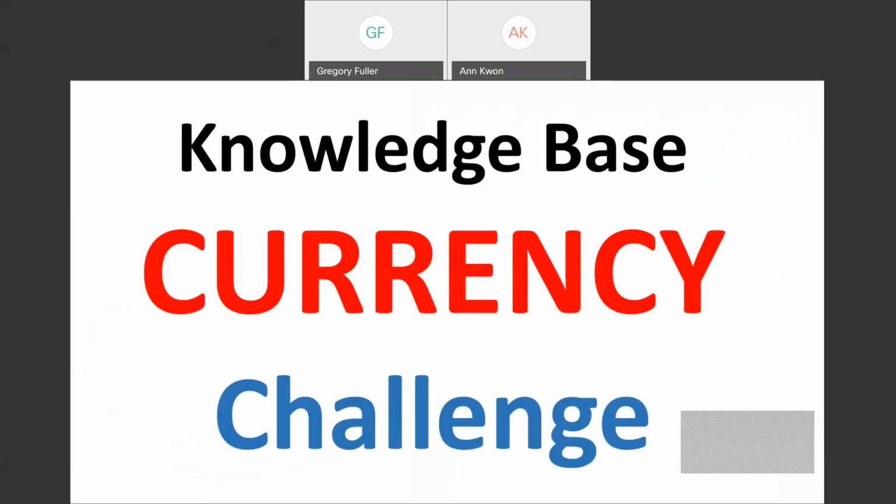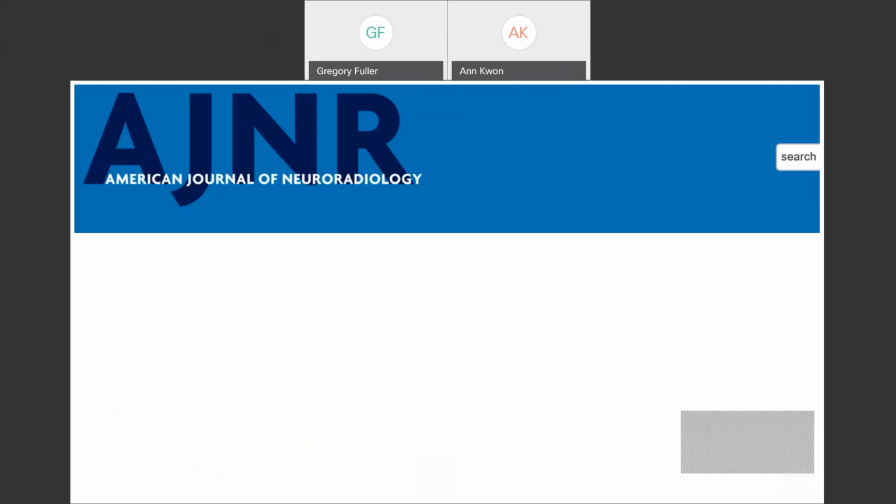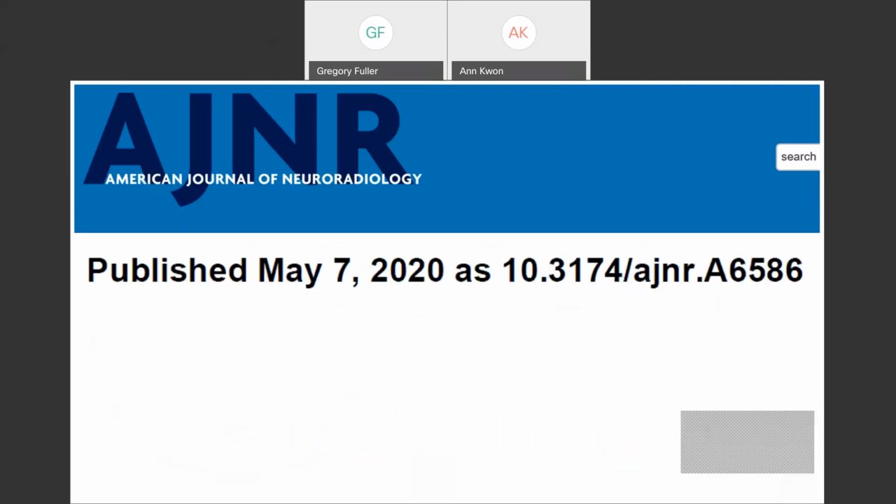Current knowledge-based currency. All right, and this is actually the last segment of the conference, and I like having this as the last part. I'm going to test how current your knowledge base is. Are you keeping up with the latest advances in imaging, in the genomics of brain tumors, et cetera? Okay, I'm going to draw from the American Journal of Neuroradiology. Okay, yesterday, to be specific, yesterday's issue of the AJNR, EPUB before print. All right, let's see if you're keeping up with the literature.